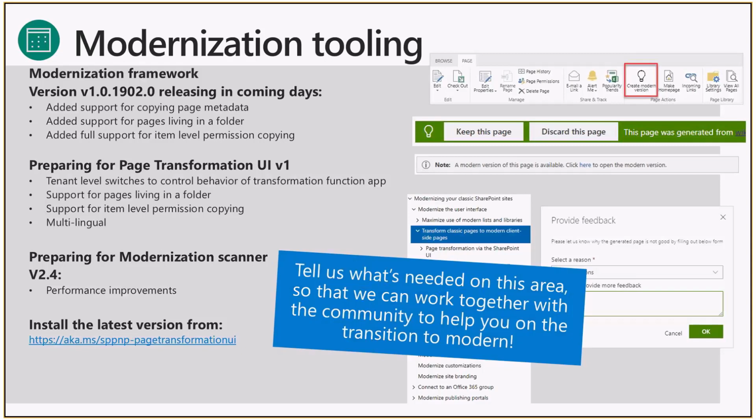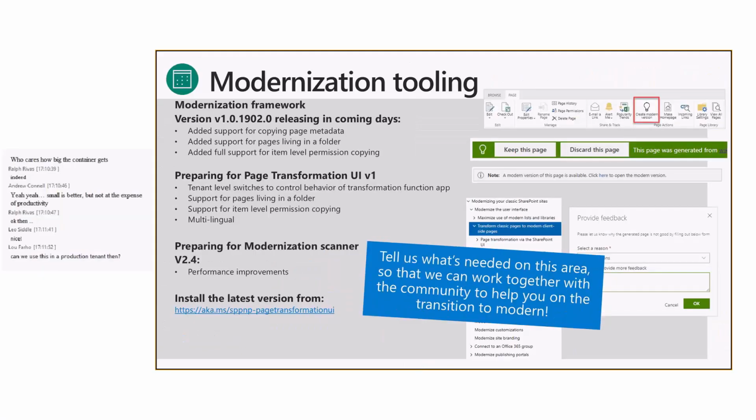Finally, we have the modernization scanner. Not much happened in that space, just still waiting for the 2.4 release with performance improvements. But I wanted to use this opportunity to also ask you guys, what do you need more? We have a scanner, we have tech to help you modernize pages. Are there other things that you missed? Do you need tech to clean up libraries?